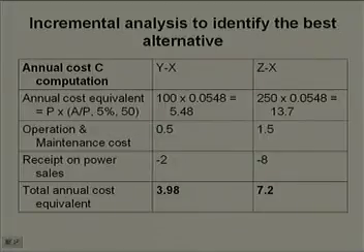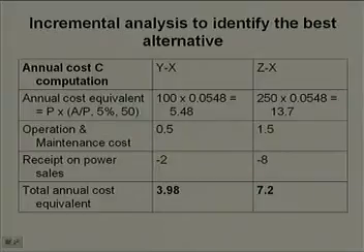Similarly, if I compare X with Z, I have to invest 250 million at time t equal to 0 additionally, and this is equivalent to 13.7 million in terms of annual cost value.